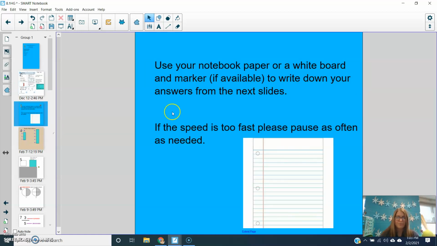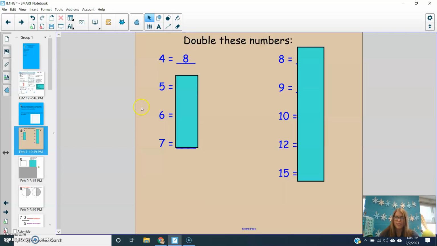For this next part of the lesson, if you can write down your answers on either your whiteboard or notebook paper. If the speed is too fast, pause as often as needed. For this first part, we're going to double these numbers. So like how I showed you 4, if I double 4, I have 8. So could you press pause and double 5, 6, and 7, and then press play when you're ready to check these 3?